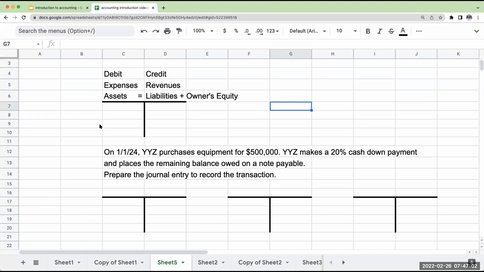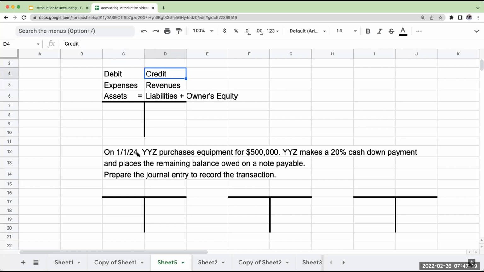And why do we like to use T accounts? Assets have debit balances. They are increased with debits, decreased with credits. Liabilities and owner's equity typically have credit balances. They're going to be increased with credits, decreased with debits. Expenses are generally recorded with debits, and revenues are generally recorded with credits.